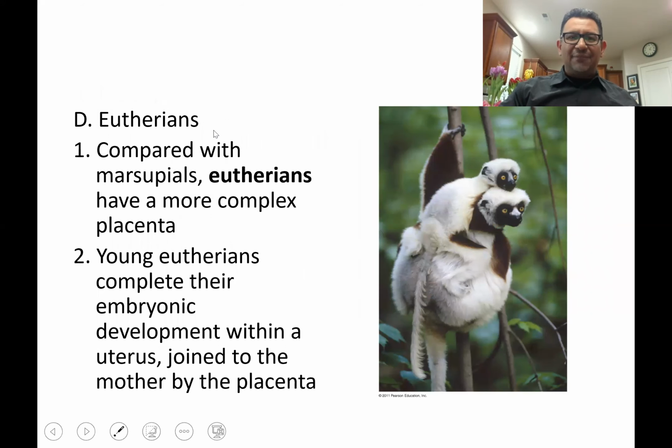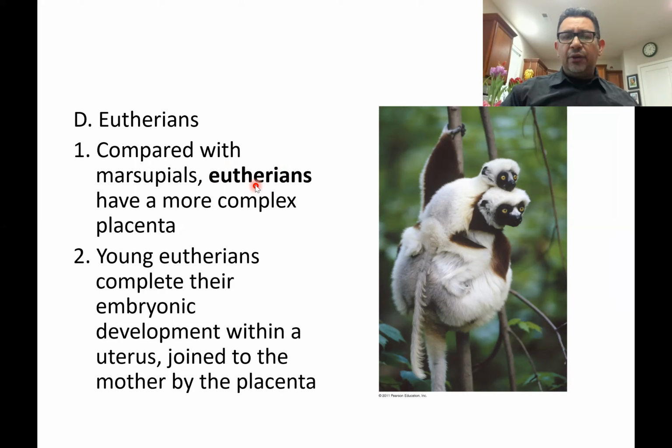And finally, we have the eutherians. These are going to be mammals that have a more complex developed placenta for the development of the young. The word eutherian makes reference to a true placenta that really provides the resources necessary for development. So the young are going to be born while they have completed already all the embryonic and fetal development.